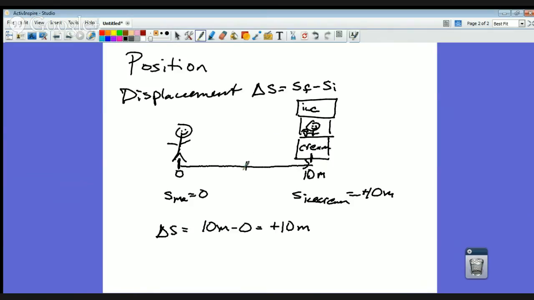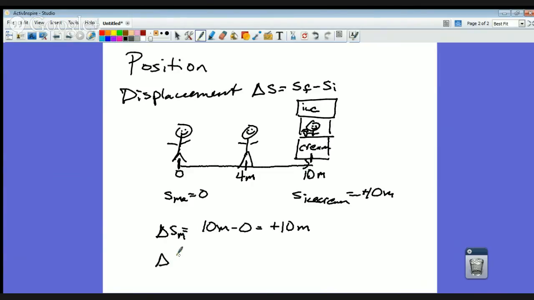Now, it's possible that somebody else was standing here. They were closer to the ice cream than me, which is unfortunate. So maybe they were at 4 meters. So they're at 4, the ice cream's at 10, so that'll be for me.